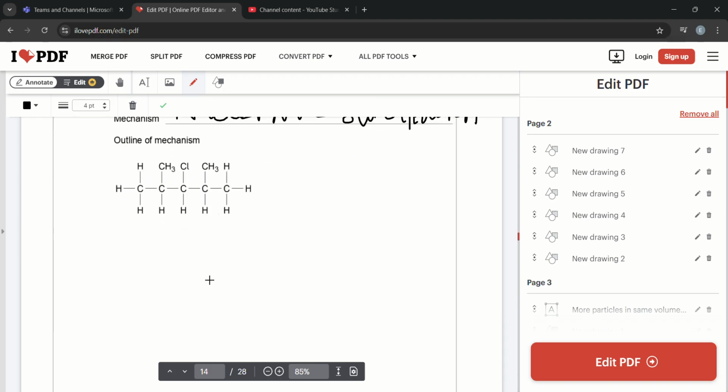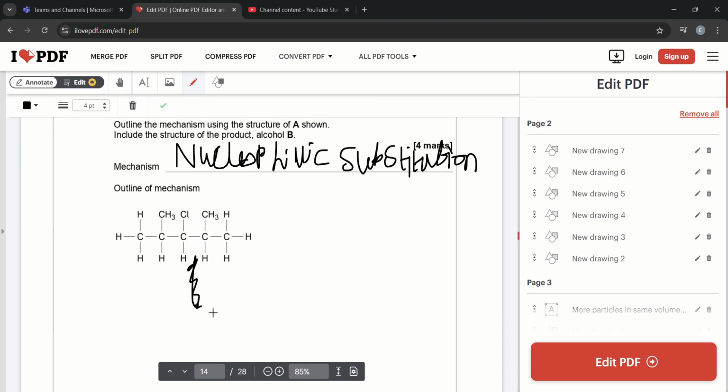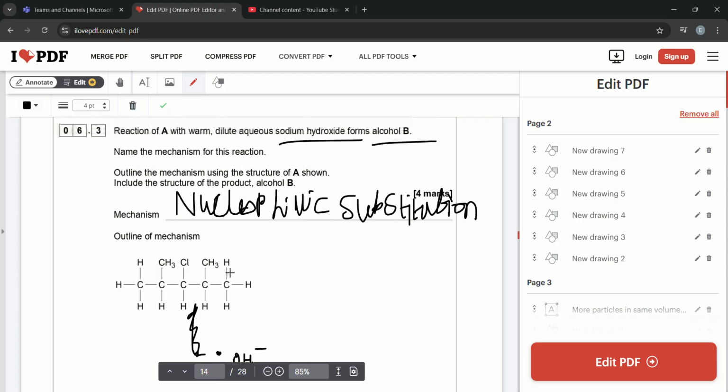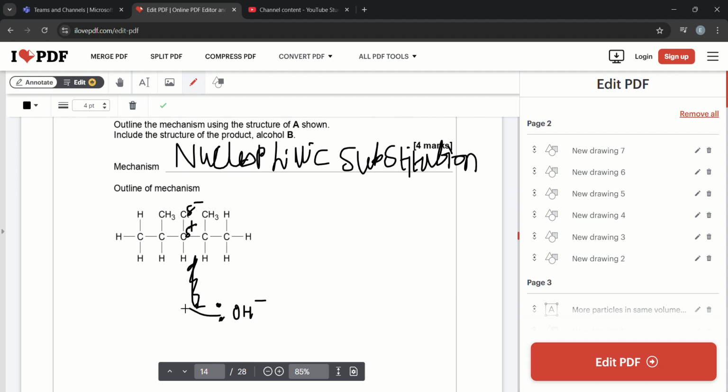So what happens? Well, the OH minus has a lone pair of electrons. Well, what do we have? Okay, there's a chlorine, so there's a partial positive carbon. The OH minus attacks the partial positive carbon, and the C-Cl bond breaks. And now it says include the structure of the alcohol B. Okay, this chlorine leaves and is replaced with the OH.